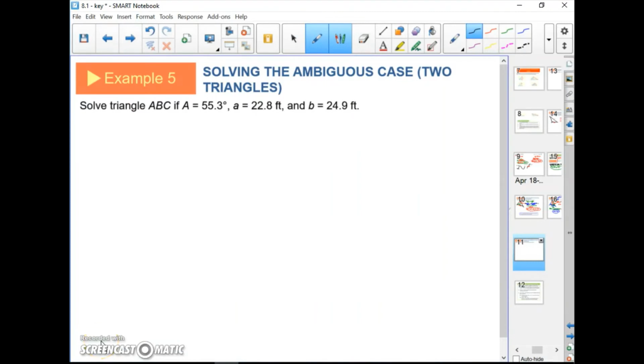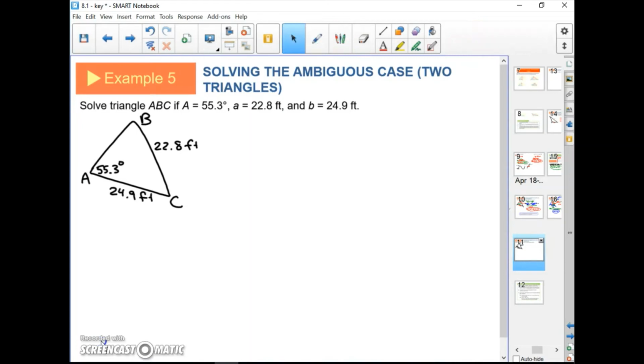Example 5, solve this triangle. I would start by drawing a picture, or at least trying to. Hopefully it exists, we'll see. Angle A is 55.3 degrees. Side A is 22.8 feet. And side B is 24.9 feet. Okay? So you look at what you have.